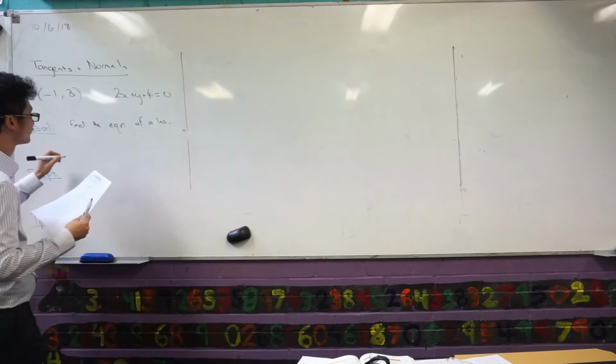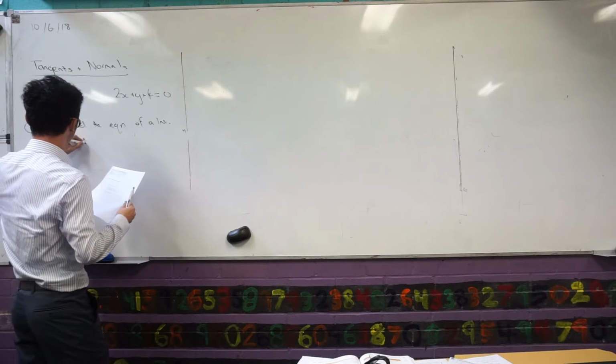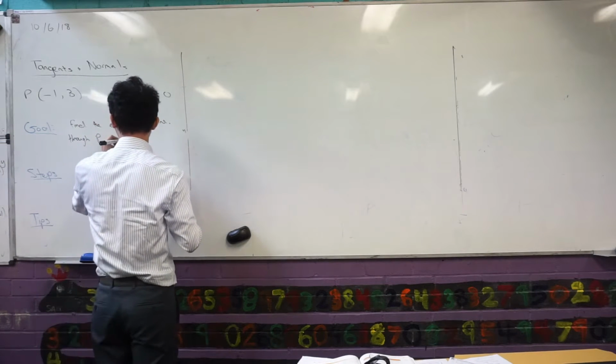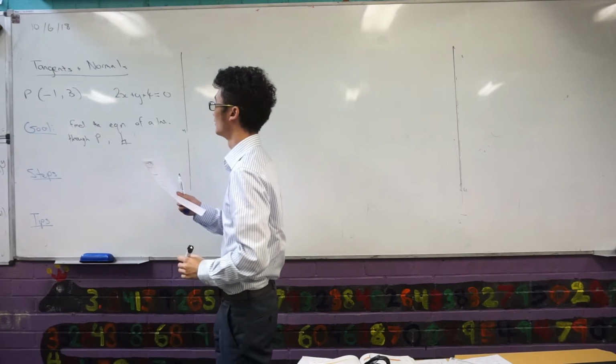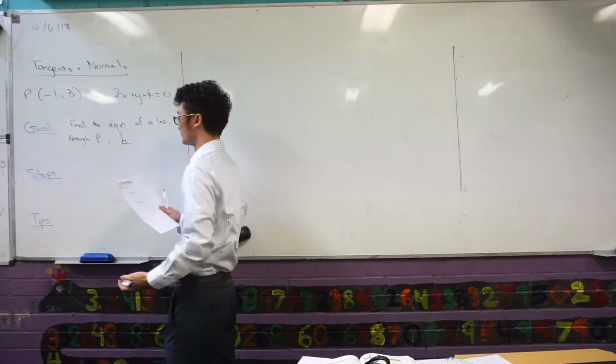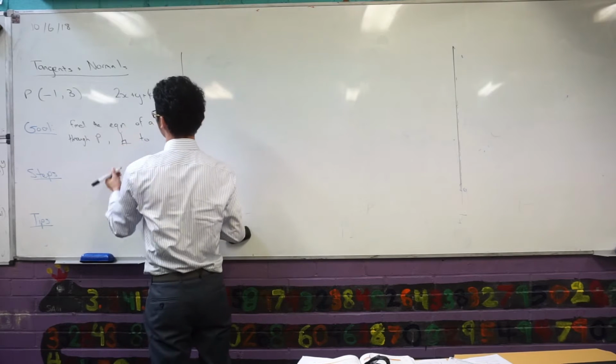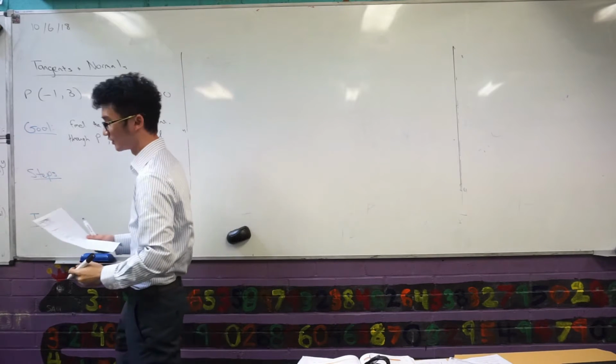So it needs to go through P, and it's perpendicular to what? 2x plus y plus, to this line here. Where can you find y dash of that? I'm going to call it L here.